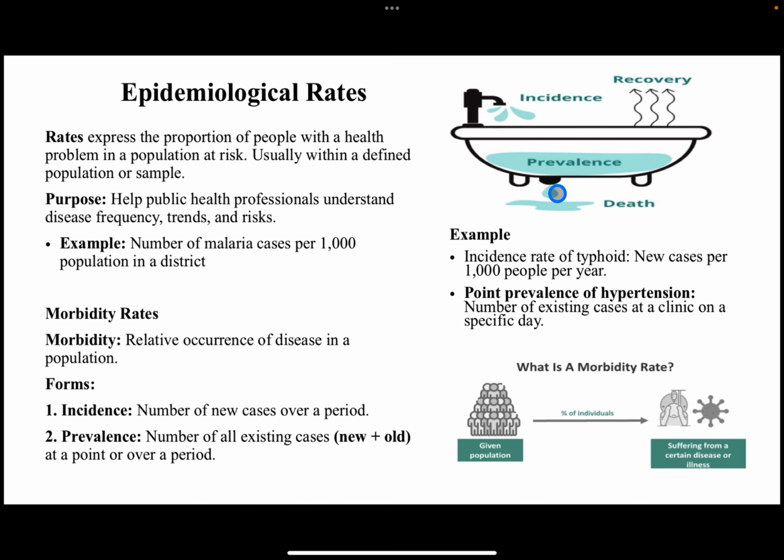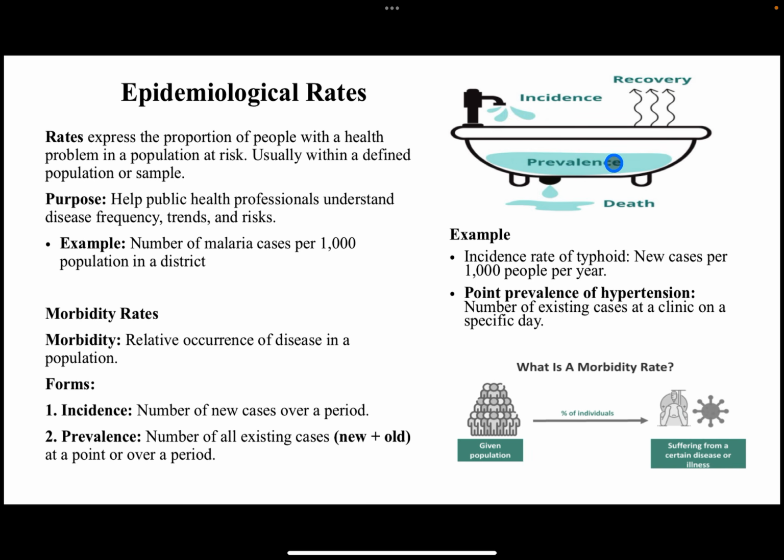Now we have prevalence. Prevalence is the number of all existing cases, that is new cases plus old cases at a point over a period of time. So the new ones that have already flown inside, plus the new ones that are coming, form the prevalence. When we say prevalence, we are looking at new cases plus old cases at a point in time.